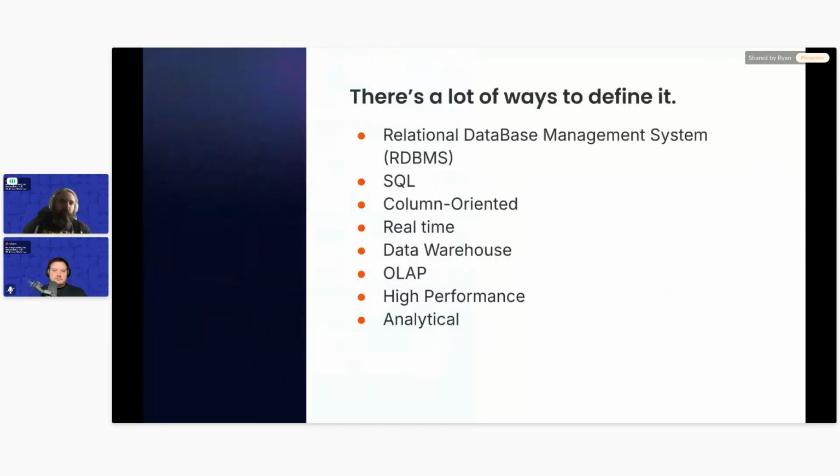To tie that all together, this is how people describe ClickHouse. It's a relational database. It has tables, it has rows, it has columns. You can query it using SQL, which makes it accessible. It stores data by columns to optimize for analytical workloads, also called OLAP, and it's built from the ground up to provide high performance at scale with real-time data.